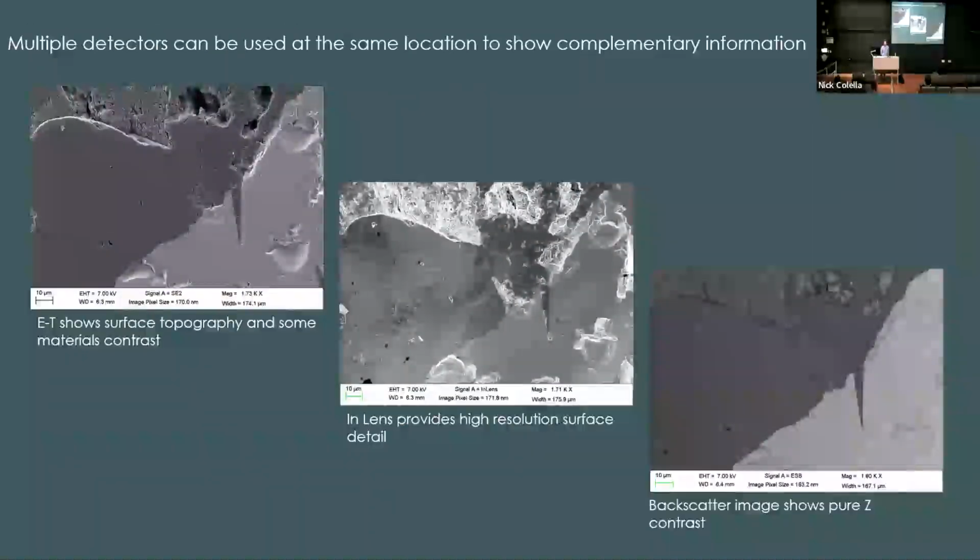Yeah, so we can very easily toggle between different detectors or even look at them at the same time, so we can get this complementary information stream about the sample.